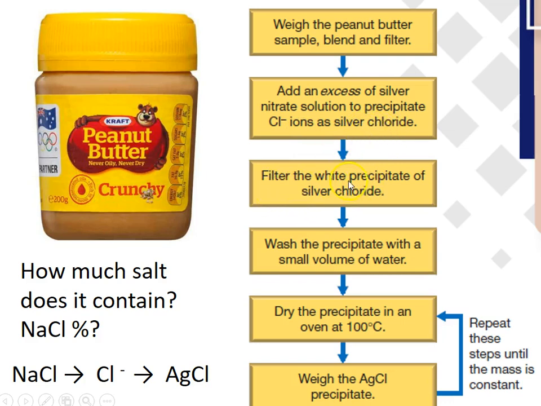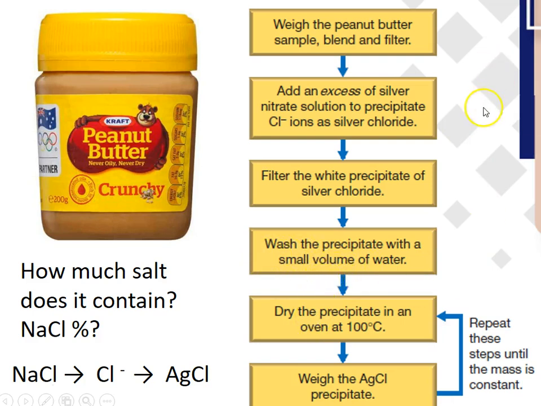We want to collect that and weigh it, so we have to filter it again. This time we're collecting what's in the filter paper, and everything else goes through. Some of the things that might go through would be the sodium ions that haven't been precipitated, and the nitrate ions, but there'd be lots of other ions in peanut butter. We want to make sure that the silver ions and the nitrate ions and whatever else have definitely gone through, so we're going to wash it with water.